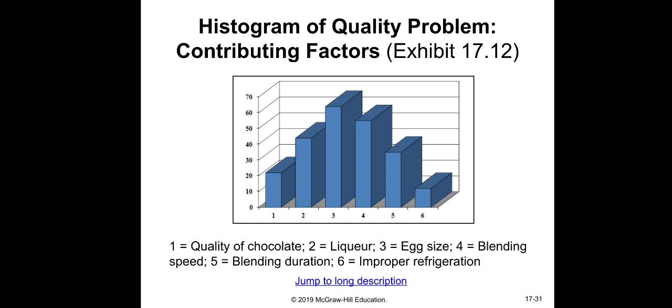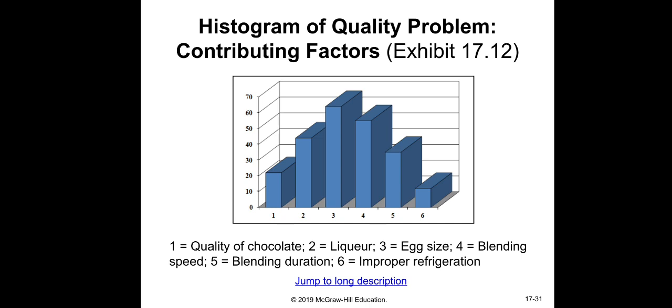Okay, using the histogram, you have to prepare a histogram like this. And see here, this is like a sample situation or something, a case study in a business. So there are 1, 2, 3, 4, 5 quality problems that have been identified, and then a histogram is prepared. For problem number 1, quality of chocolate, the frequency is 20.